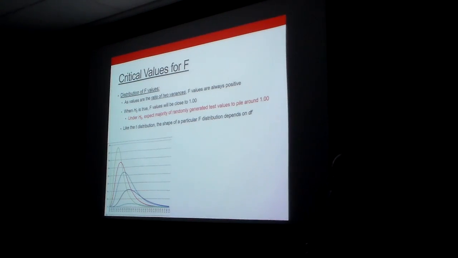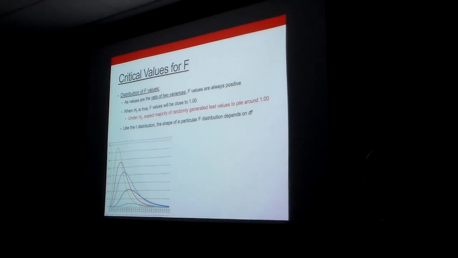Because I can't have a negative F. If you get a negative F, you know you've calculated something incorrectly, right? Because we can't have negative variance. We can't have things that are in the opposite direction. Variances also always have to be positive. So I have a positive number divided by a positive number, and you get a positive number. And so when we look at the distribution of F scores, it's always going to be positive.